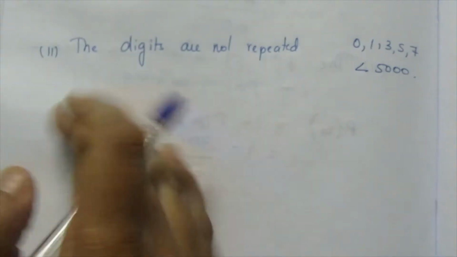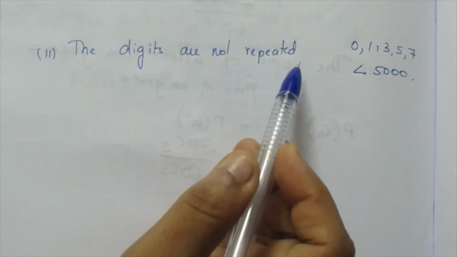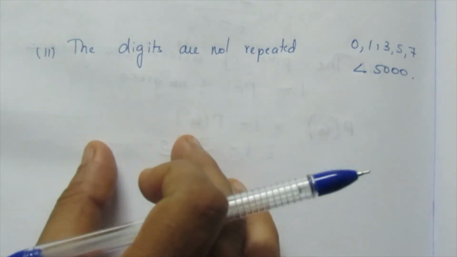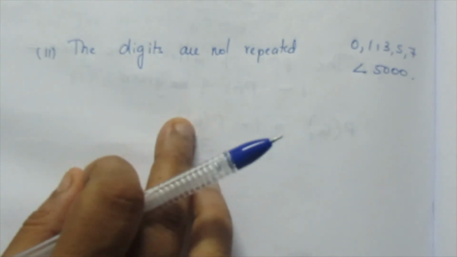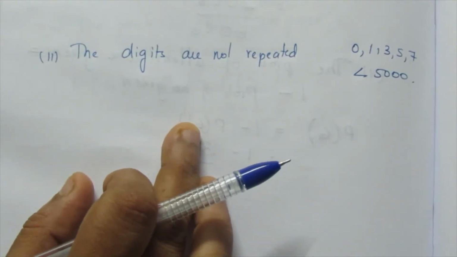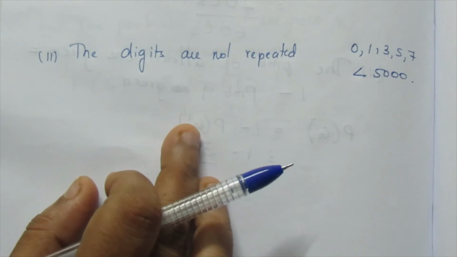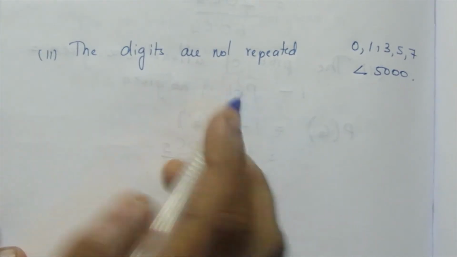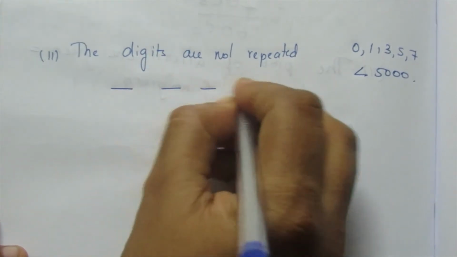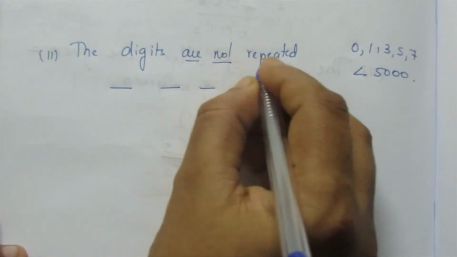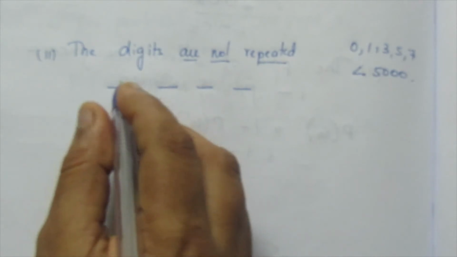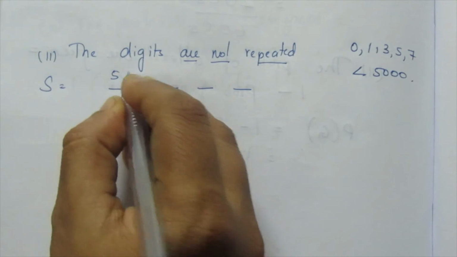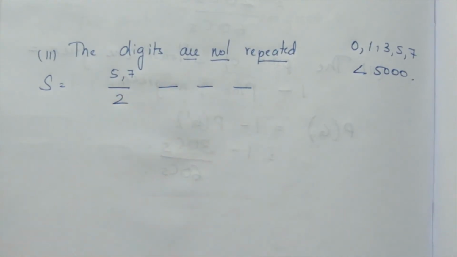In the second condition, they have asked that the digits are not repeated. Not repeated means the sample space also changes, because we had taken the sample space where digits are repeated. So for not repeated, we need to find the sample space again. For that, again 4 lines. According to the condition, there are only 2 ways to fill here, that is 5 and 7.